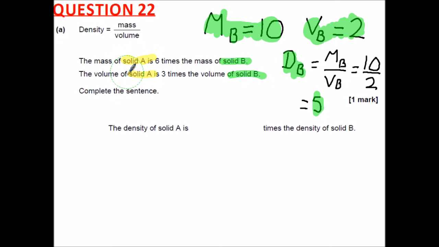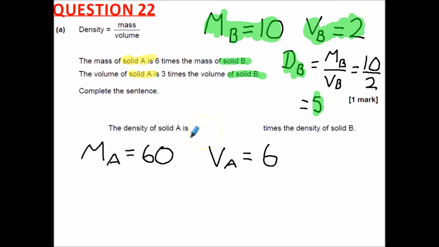So the solid A, we're told it's 6 times the mass of solid B. So the mass of A will be 6 times the mass of B. If B was 10, 6 times 10 would be 60. And the volume of A is 3 times the volume of solid B. 3 times 2 would be 6. So in relation to solid A, we know that its mass is 60 and its volume would be 6.